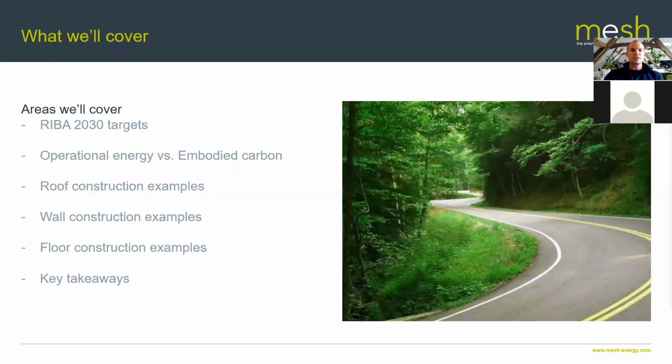So without further ado, let's get to the content for today. We're just going to briefly cover the RIBA 2030 targets again. We've done whole webinars on the RIBA 2030 Climate Challenge targets, so that's not going to be the focus, but it does set the stage. Then we're going to talk about this battle between operational energy and embodied carbon. And we're going to spend the bulk of the presentation going through roof, wall and floor constructions, from very traditional to, dare I say, quirky and not mainstream, showing you how that affects operational energy, or U values, and embodied carbon.